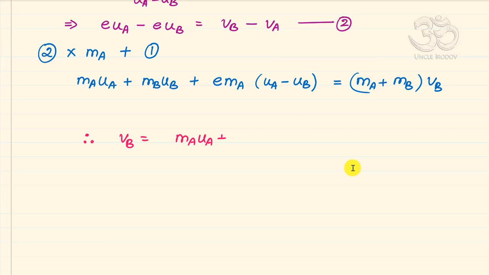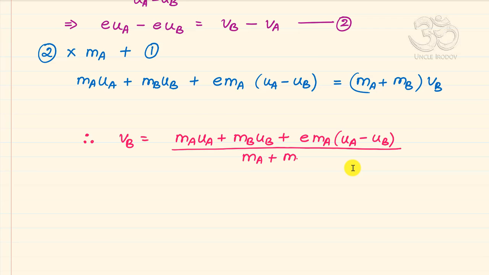MAUA plus MBUB plus E times MA times UA minus UB divided by MA plus MB. Done. And that's the answer for VB.